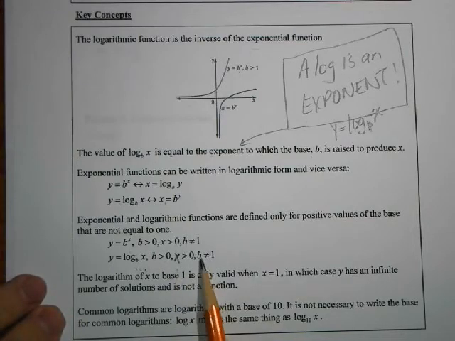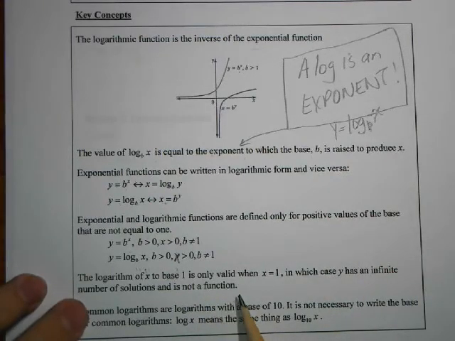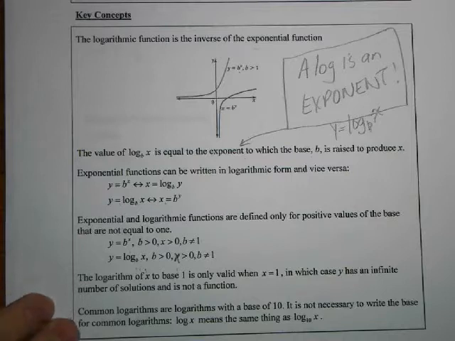The reason why we don't use 1, which I mentioned last time, is the same reason that we can't have a base of 1 for an exponential function. When the base is equal to 1, y would have an infinite number of solutions and therefore it's not a function. Remember, it would fail the vertical line test. All your points would be along the line x equals 1.